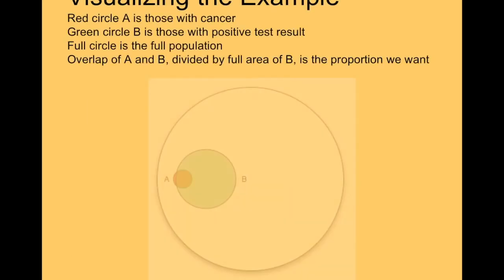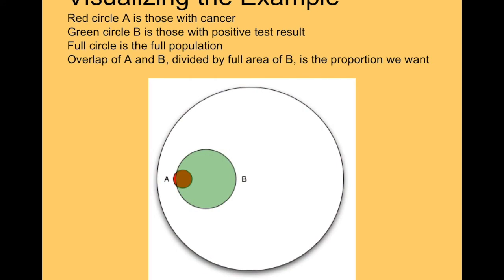So here's an intuitive way to visualize this example. Here we have this big circle, which is the full population of 1,000 people. Here we have the small circle A, that's all the people who have cancer. So that's 1 out of 100, 1%, or 10 out of 1,000. And so this circle is 1/100th the size of the big circle. We're just representing percentages by relative size of areas here.